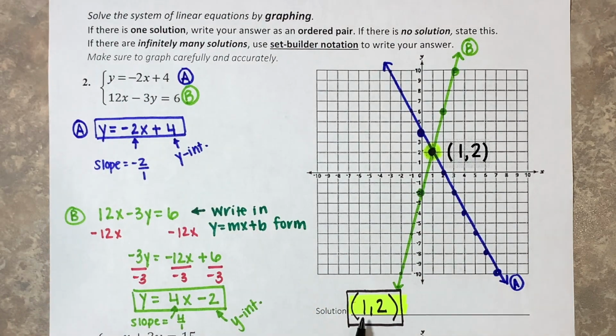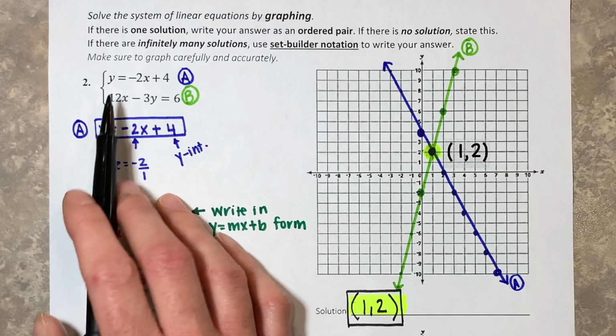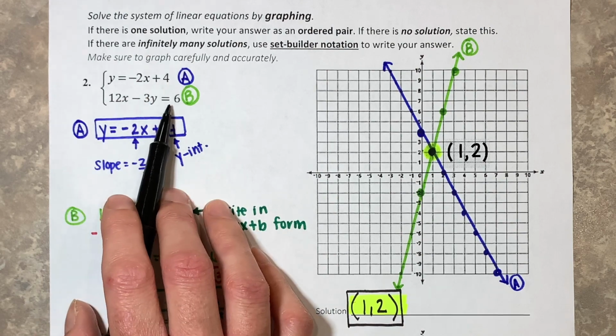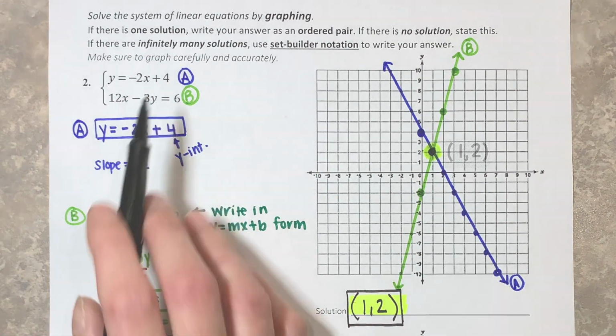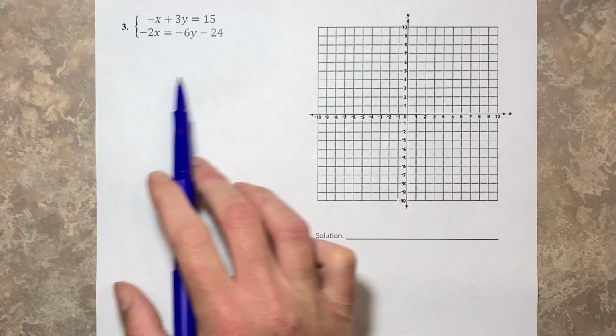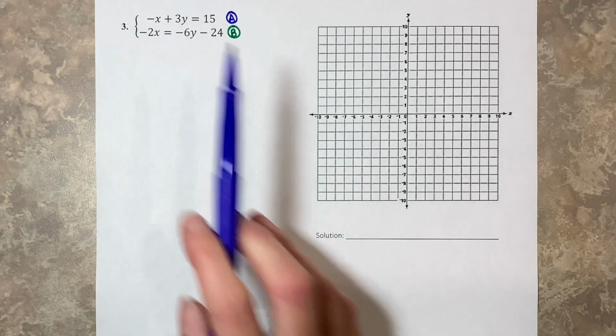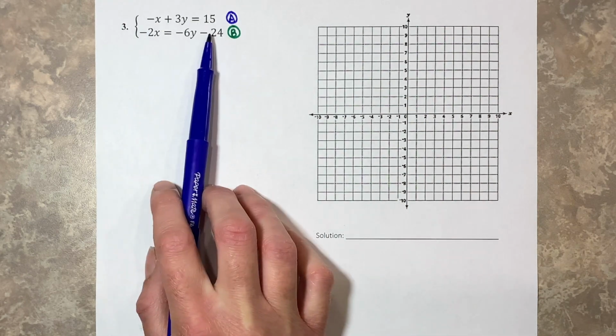You could check your answer by plugging in 1 for x and 2 for y into this equation and making sure you get a true statement, and then plugging it into this equation and making sure you also get a true statement. Let's take a look at another example where we solve a system of equations by graphing. Now, to find the solution, we want to graph these two lines, and the solution will be their intersection point.